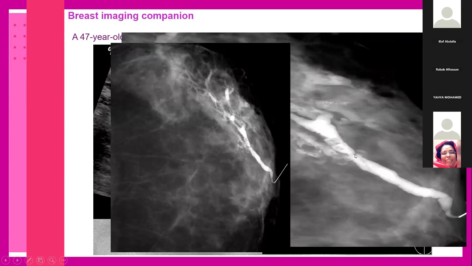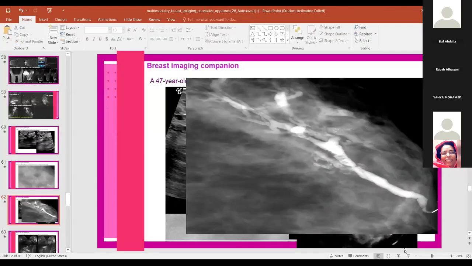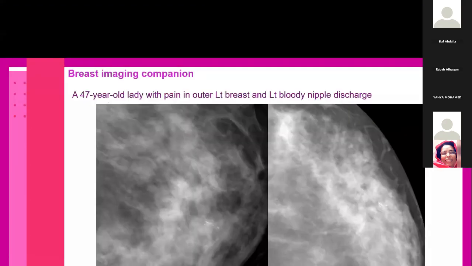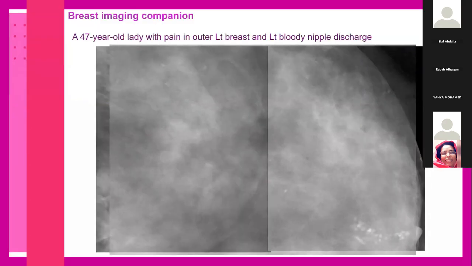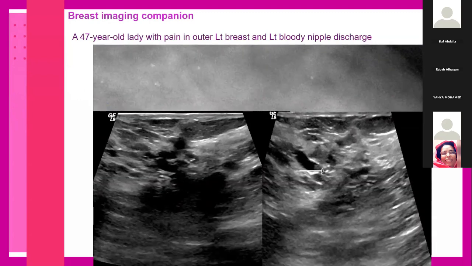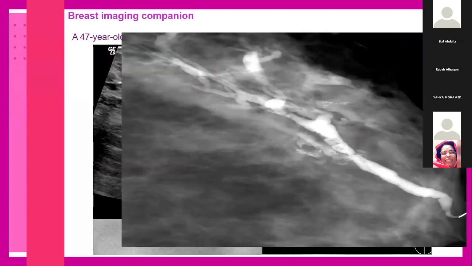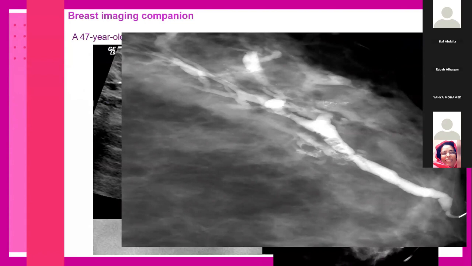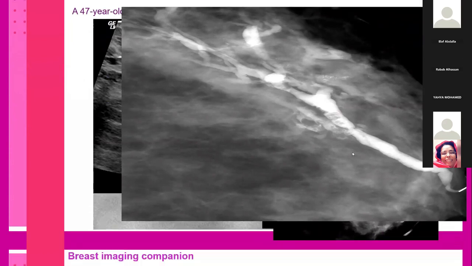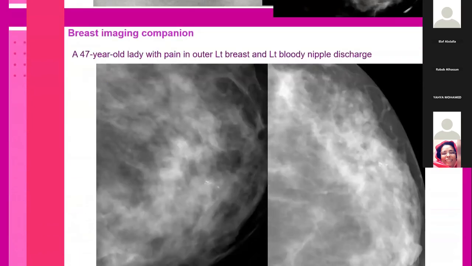Can you see it here in these magnifications? This is magnifying. You see, can you see the filling defects and the calcifications along the ducts, faintly enhanced because there are interruptions here due to intraductal masses, okay? And these are multiple nodular filling defects and irregularity.